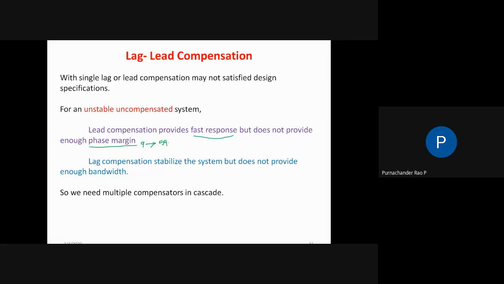Now the lag compensation stabilizes the system but does not provide enough bandwidth. So if you need all these requirements, we need to go for multiple compensators in cascade. That means lag and lead compensation, which will be connected in cascade.